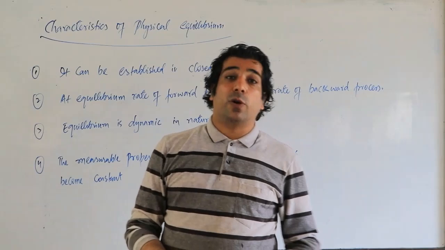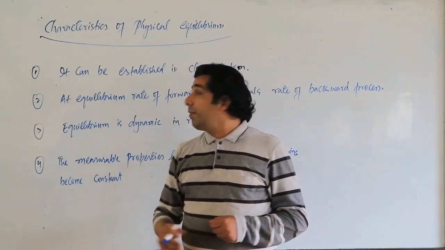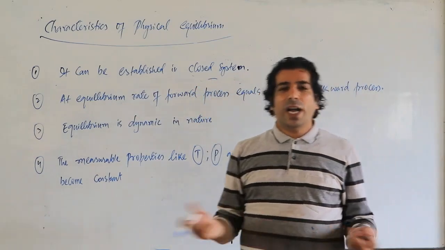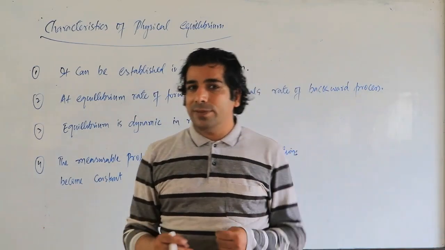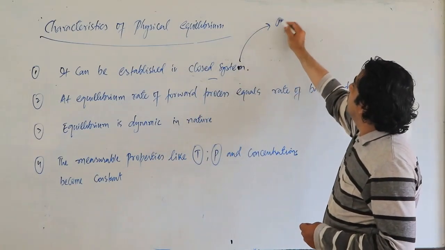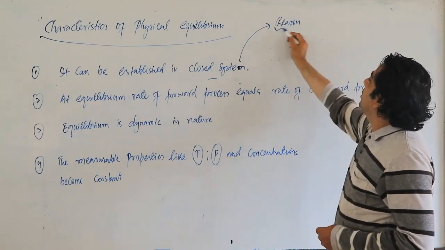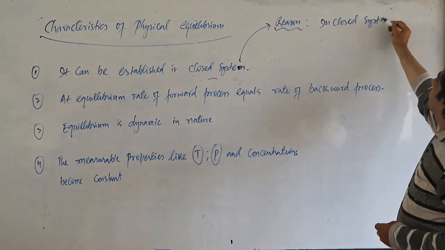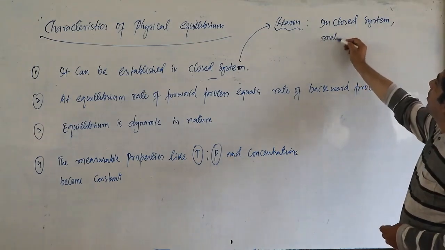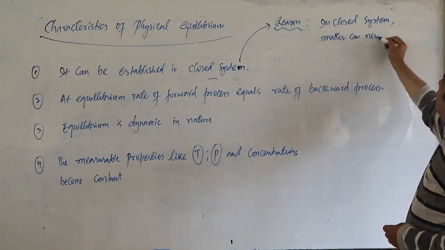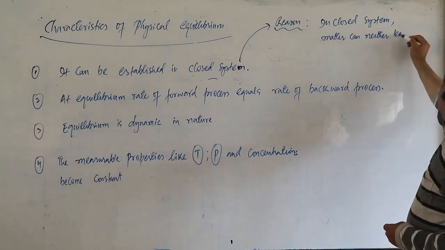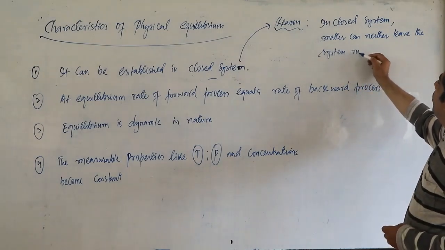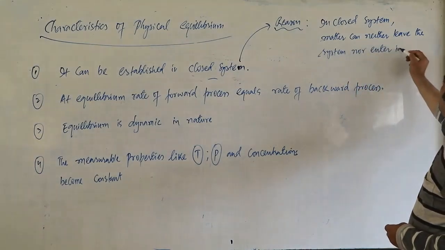Dear friends, now let us talk about the characteristics of physical equilibrium. Our first point is it can be established in a closed system, my dear friends. Why? The reason why we need a closed system is simple. The reason is that in a closed system, matter can neither leave the system nor enter into the system.